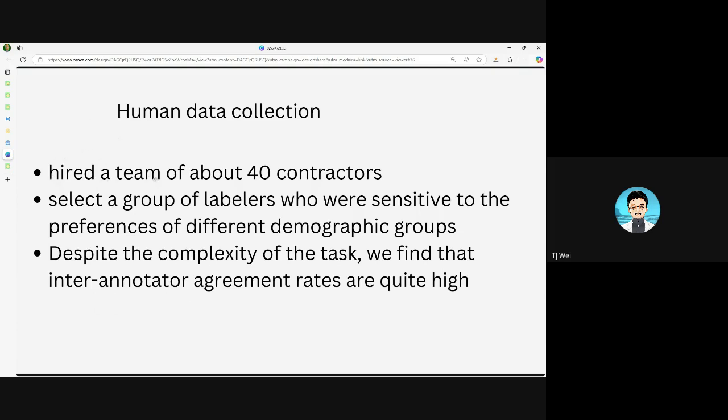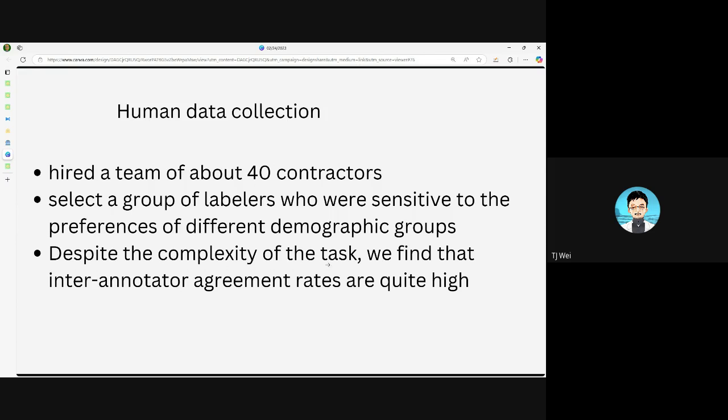Okay, then they hired a team of about 40 contractors and selected a group of laborers who were sensitive to the preferences of different demographic groups. So at this early stage, like the original ChatGPT, they already considered certain political correctness things, like diversity, DEI things. So they are choosing this group. They are not just randomly paying a minimum wage to whoever comes. They are actually selecting people to meet a certain quality threshold.